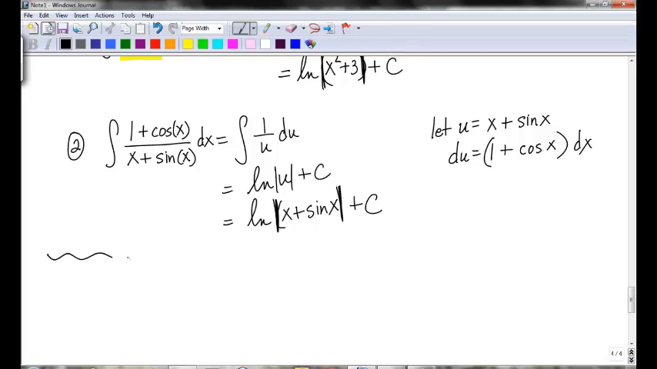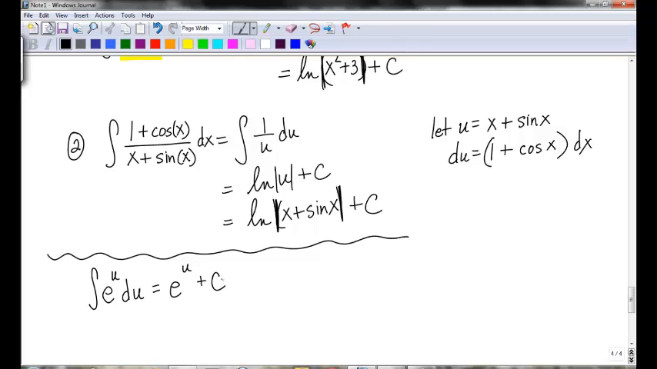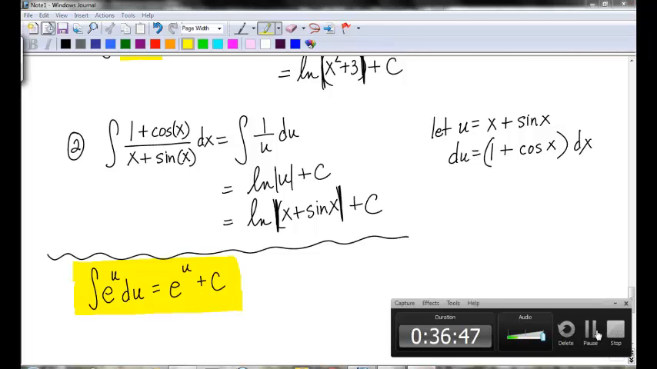And the last formula to add to your card: the indefinite integral of e to the u power with respect to u is e to the u power plus c. So add this formula to your card.